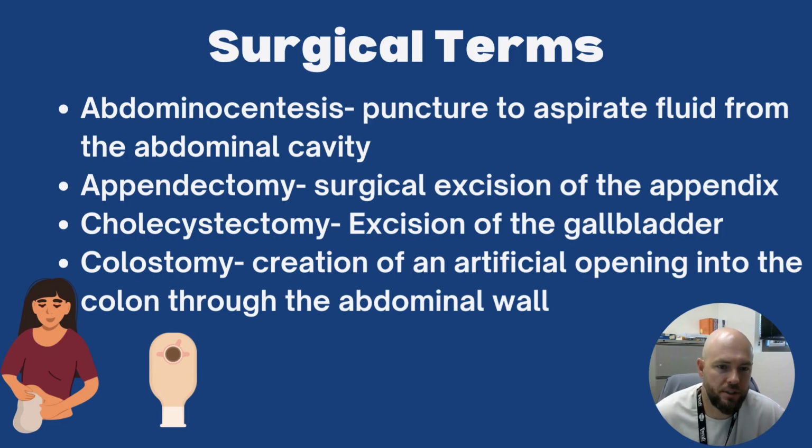Surgical terms: abdominocentesis is a puncture to aspirate fluid from the abdominal cavity. Appendectomy, surgical excision of the appendix, very common procedure. Cholecystectomy, excision of the gallbladder. Colostomy is the creation of an artificial opening into the colon through the abdominal wall. So someone has a problem with their colon, maybe colon cancer, and they need to divert the contents of the intestine. So stool will exit through this opening in the abdominal wall.